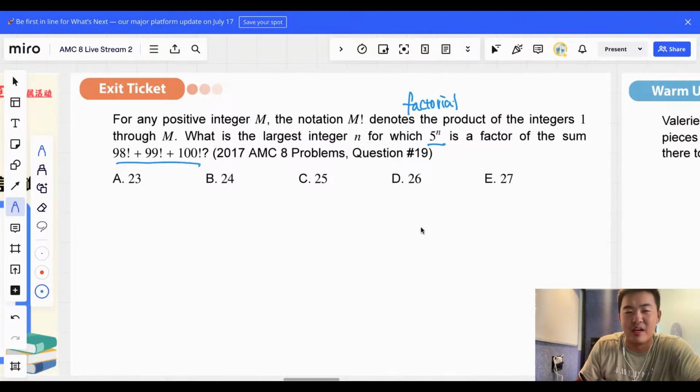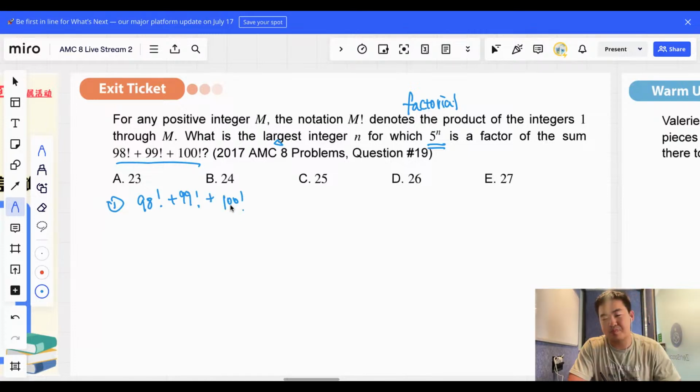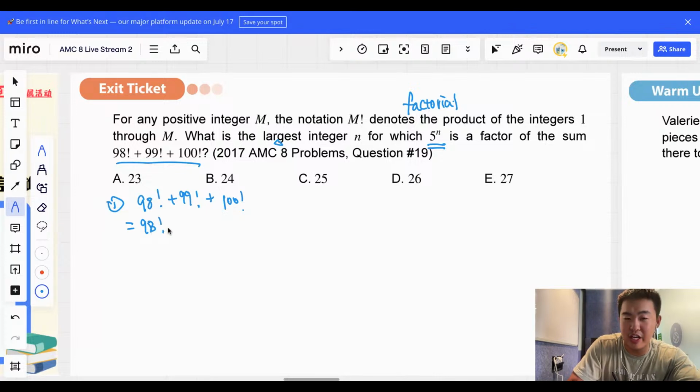Okay, good. So what is the largest integer n for which 5^n is a factor of the sum? This is the sum: the factorial of 98, plus the factorial of 99, plus the factorial of 100. We're still looking for the largest n. Let's do the first step. Since we are given this summation of factorials, let's do some simplification to make it look better. I will write 98 factorial plus 99 factorial plus 100 factorial. I will copy it down. 98 factorial, let's just copy that without changing anything.